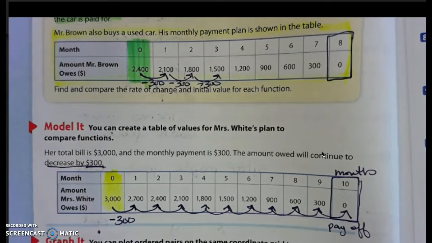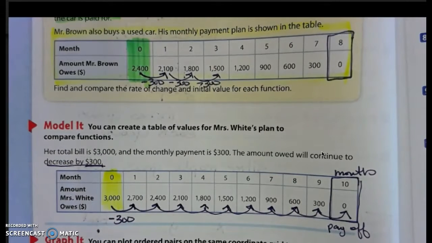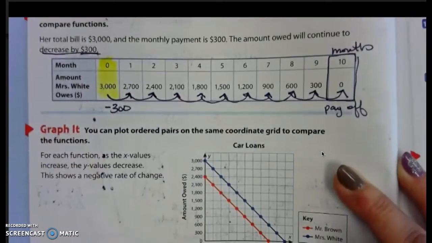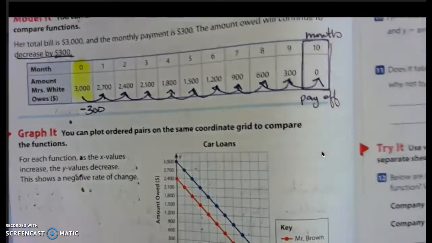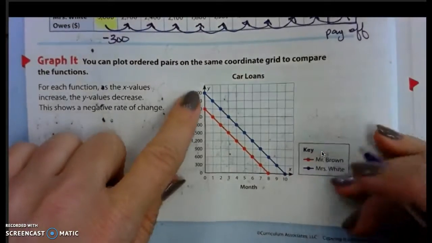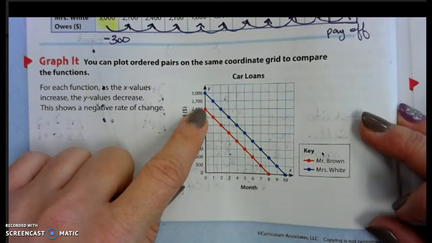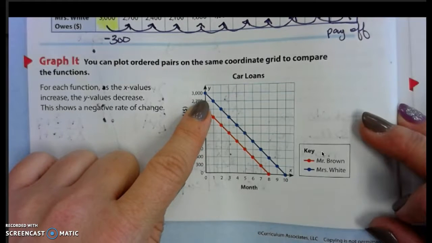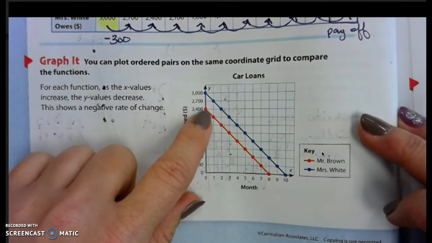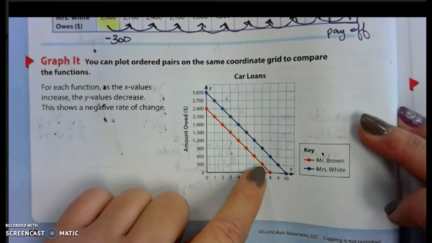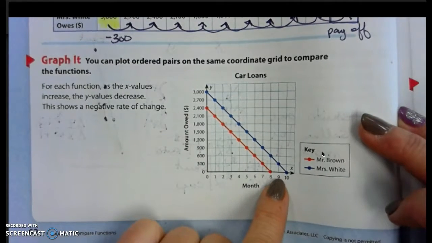The rate of change was the same, but the initial values were different, and that caused it to take longer to pay Miss White's car off than Mr. Brown's. You could have also plotted those on a graph. Notice this time, these are starting way above 0. Your y-intercept, or your initial value, was at 2,400 and 3,000. Notice they were going down by the same rate of change, and then they reach 0 at different points.